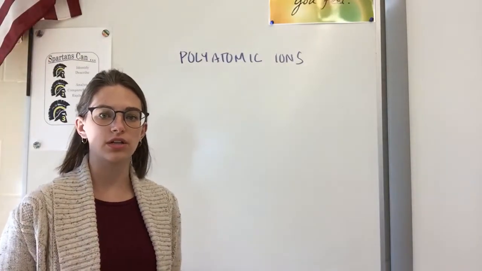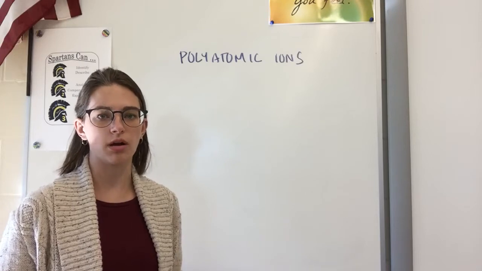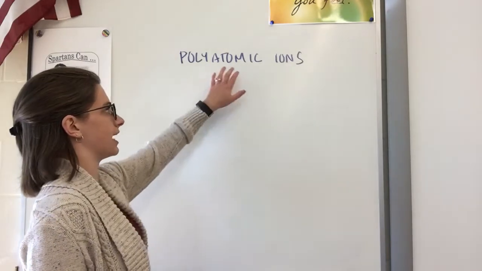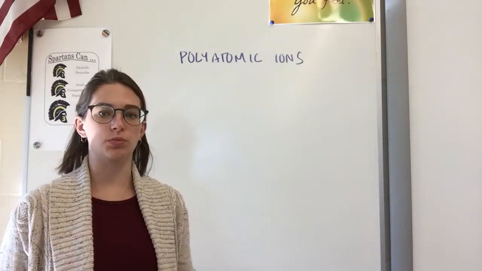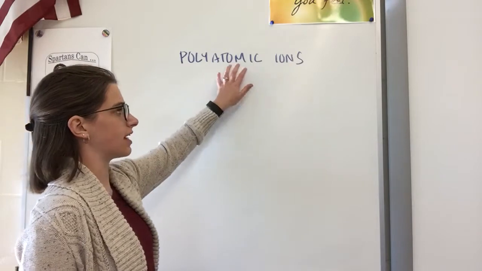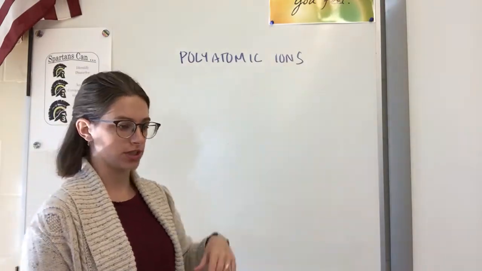In this video, we're going to look at a little bit more detail about what polyatomic ions are. If we break down the word polyatomic, it means that there are multiple atoms. So these are multiple atoms bonded together that overall form charges.